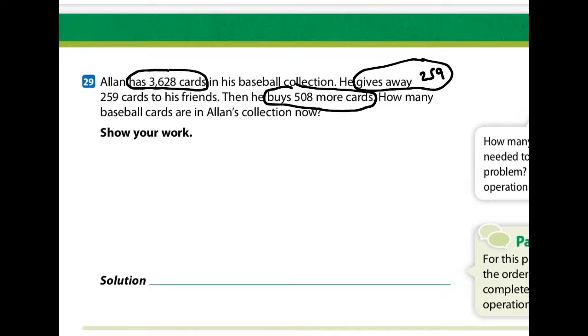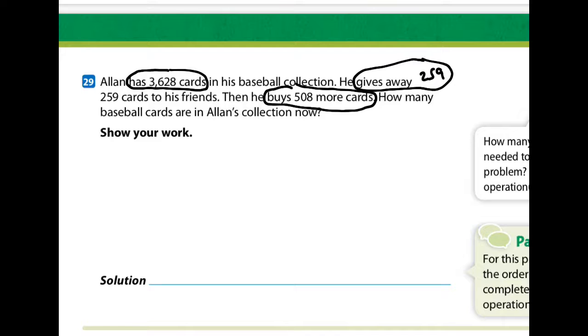All right, so if you were watching this to see what the problem is you have to do, this is a two-stepper. So what I'm going to do is start with his cards. I'm going to subtract the 259 because he gives those away. And then I'm going to add the 508 back onto that number because he buys more cards. So if you were waiting to hear that and you have to do the math, pause the video and do the math now. If you already did the math, keep watching.